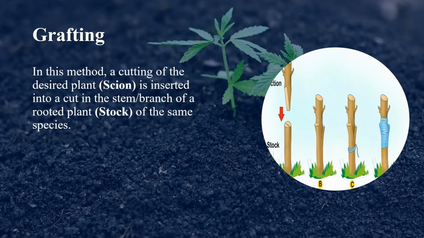Our third topic is grafting. In this method, a cutting of the desired plant, that is called scion, is inserted into a cut in the stem or branch of a rooted plant, that is called stock, of the same species. The stock and the scion are tied together with a thread, and the stock supplies all the necessary nutrients to the scion. This technique is very helpful in producing desired varieties of plants and fruits. Most of the fruit plants are grown by the method of grafting.